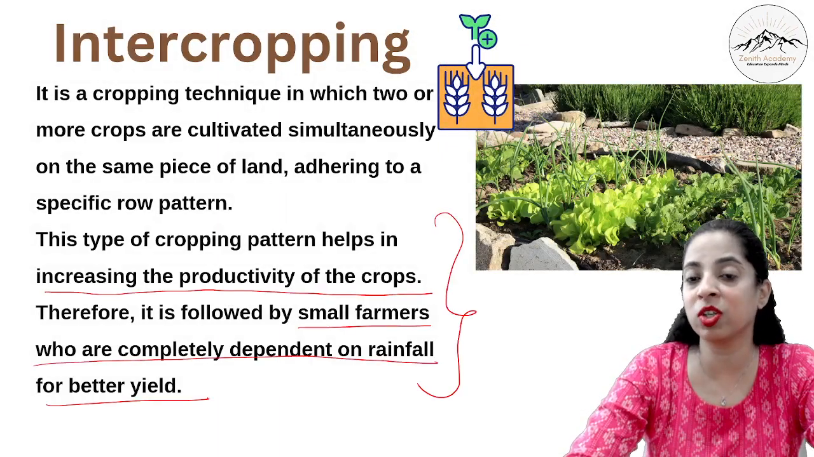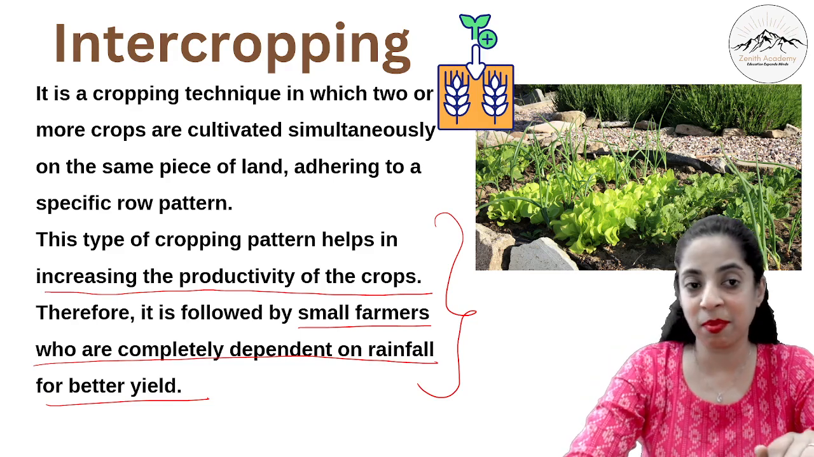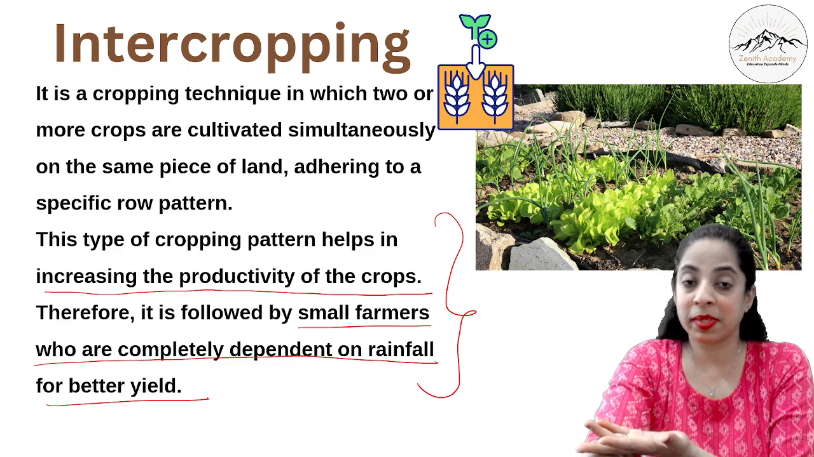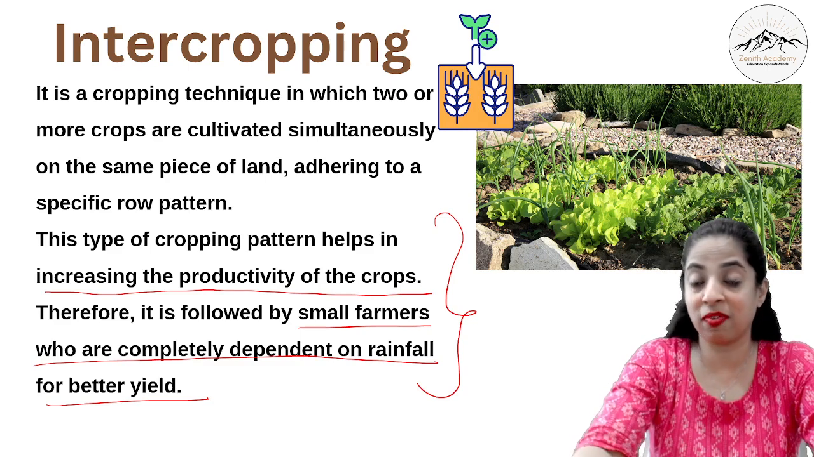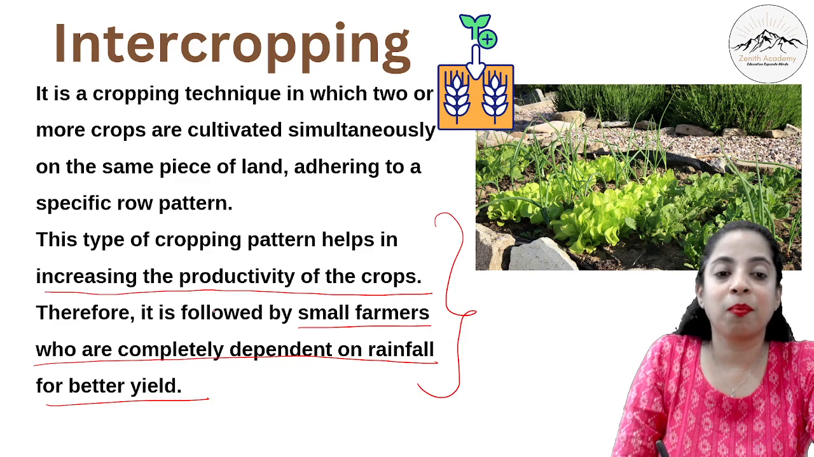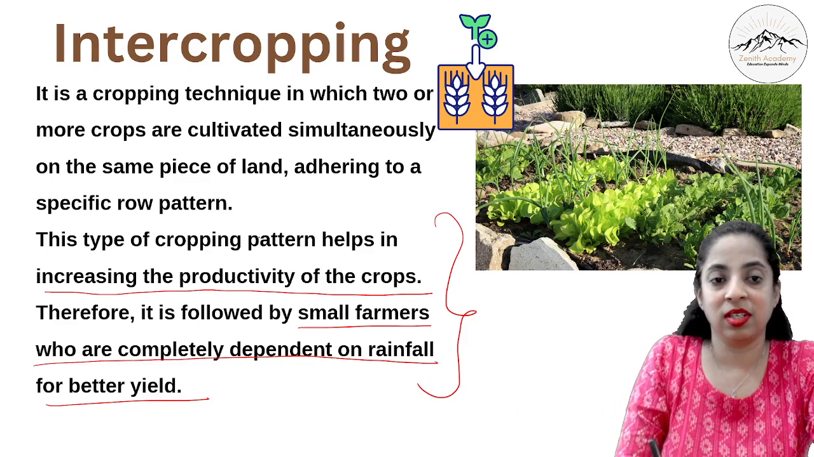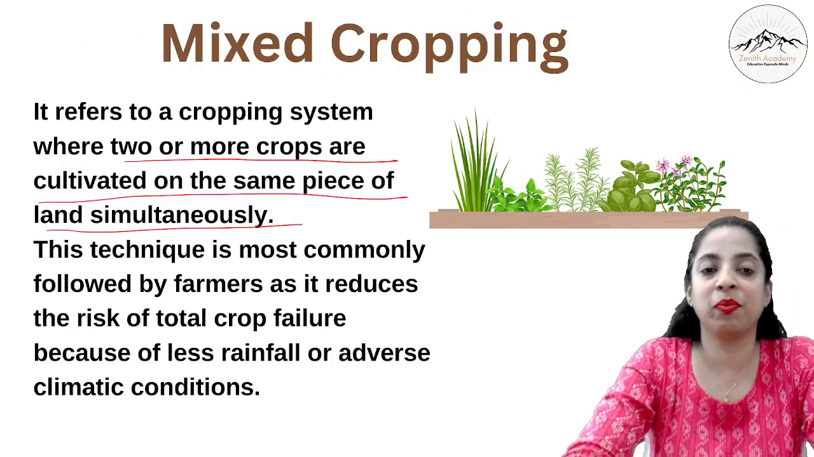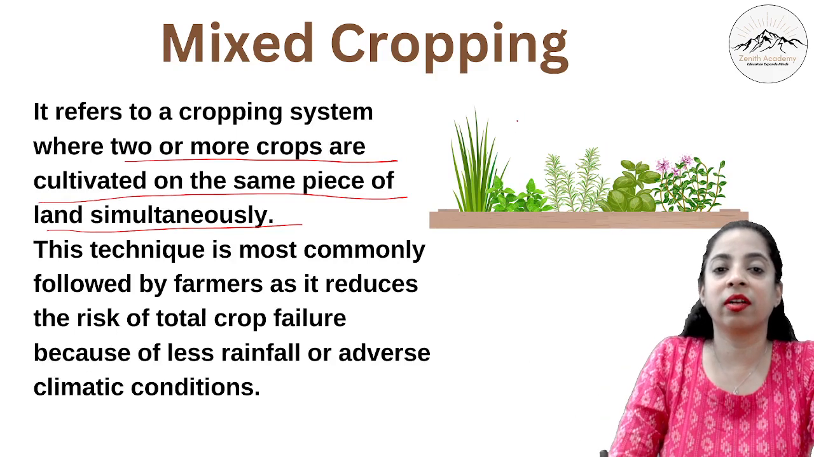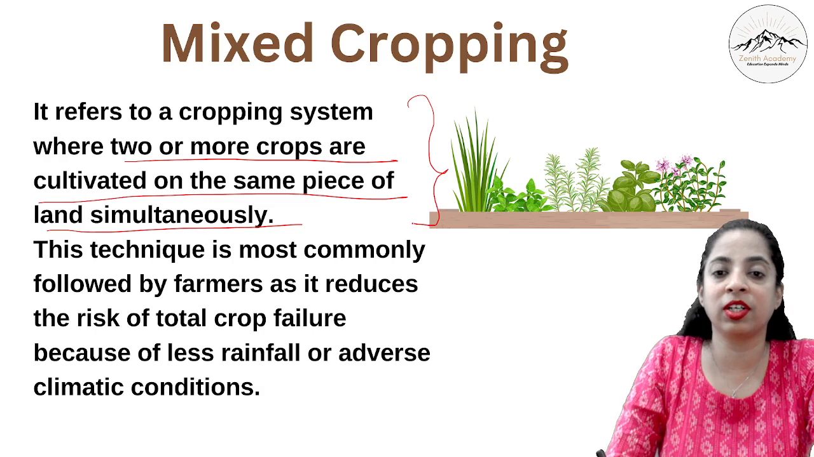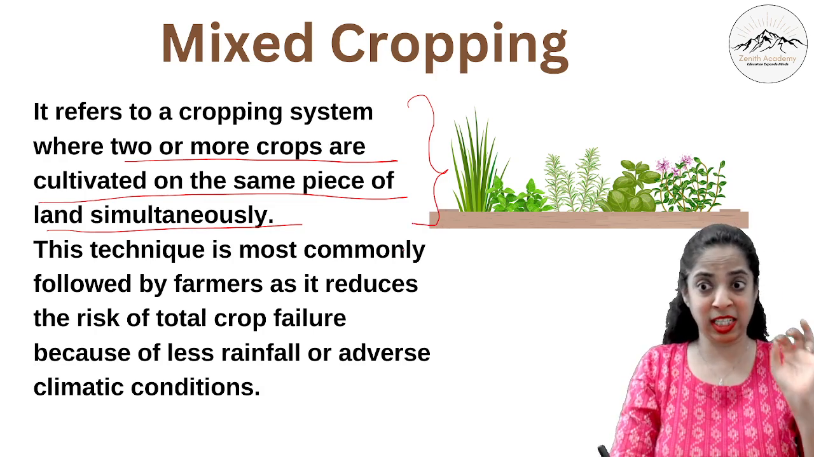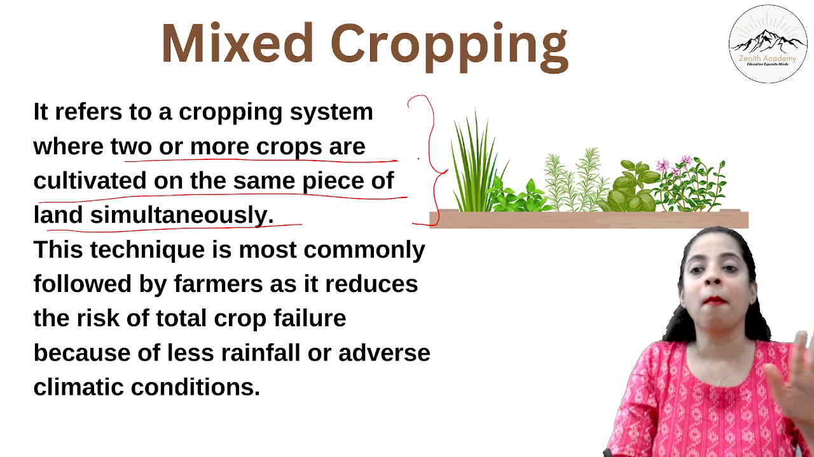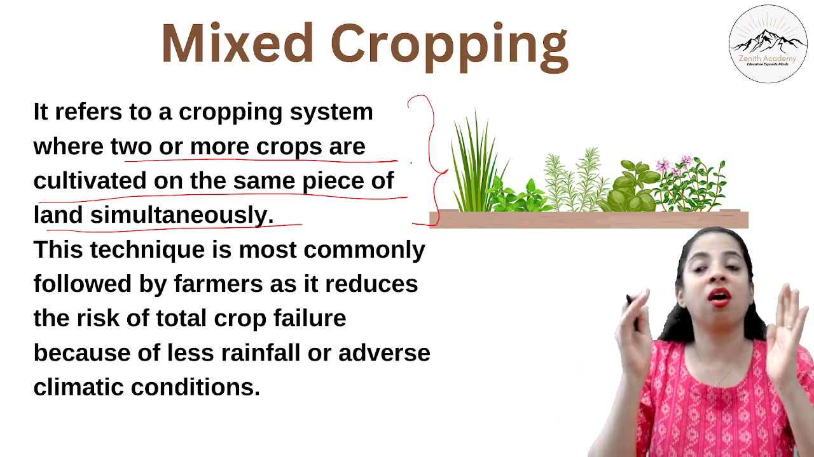See, in intercropping also it was the same. Two or more crops are cultivated simultaneously on the same piece of land. Again I am saying, in mixed cropping also two or more crops are cultivated simultaneously on the same piece of land. But in intercropping, there is a specific row pattern. But in mixed cropping, there is no pattern. That is why I say when you write the definition, it has to be very specific. In mixed cropping, there is no pattern, whereas in intercropping, there is a fixed pattern.